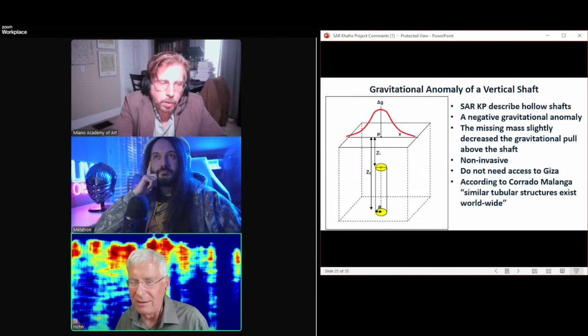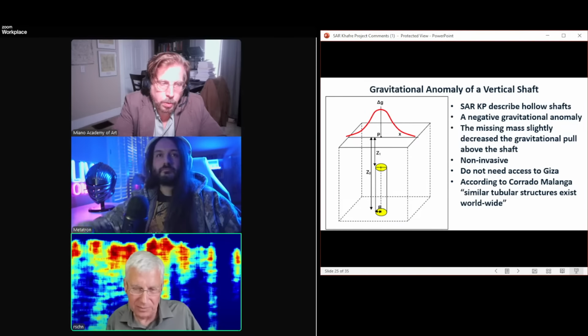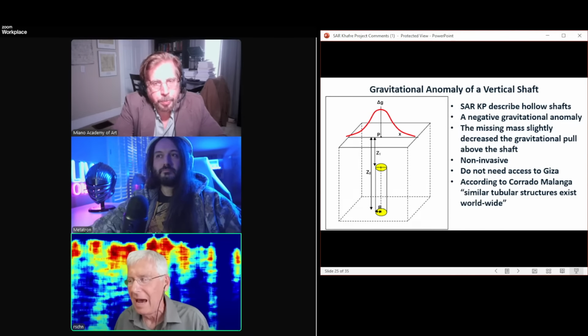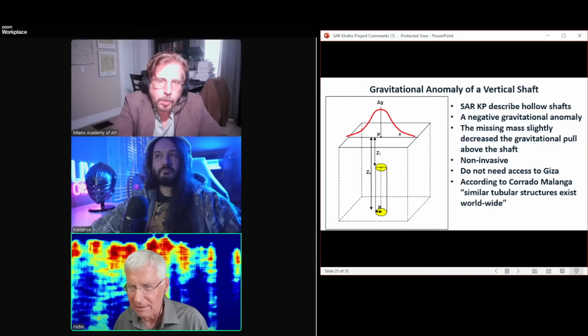And this is totally non-invasive. You just take this device and you put it on the ground and you measure the pull of gravity, and you go to another spot. And again, you've got to know exactly where you're measuring these. And if this is there, it will stand out.